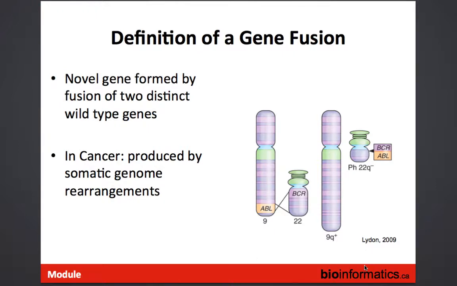Just to begin with a quick definition, a gene fusion is a novel gene formed by a fusion of two distinct wild-type genes. The canonical example here is BCR-ABL, which is formed when chromosome 9 and chromosome 22 undergo a translocation somatically, so that's occurring during someone's lifetime. And this is how most of the gene fusions we're interested in are occurring, is some kind of translocation in the genome that brings together two genes.